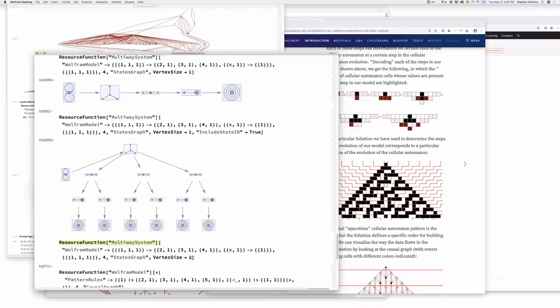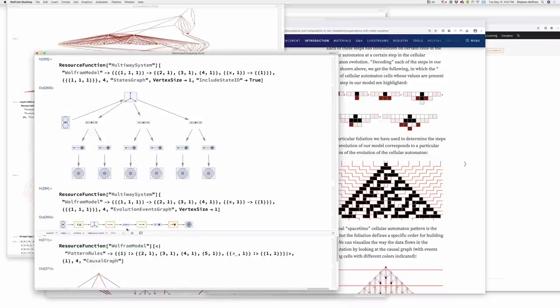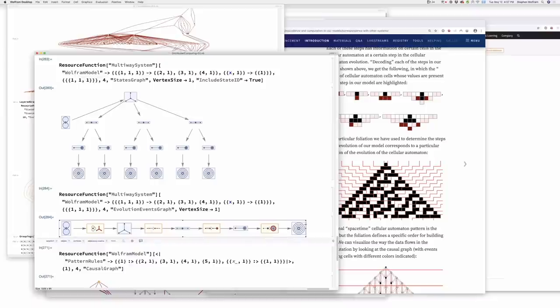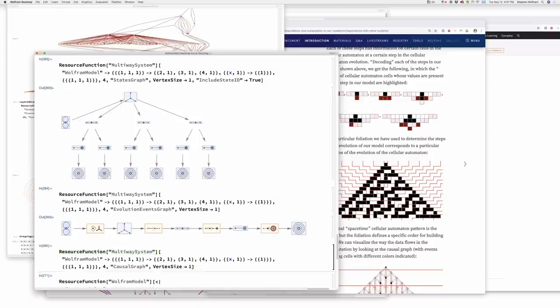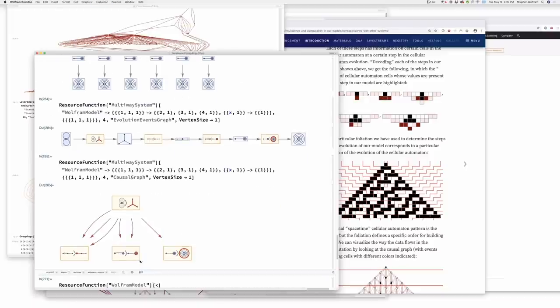Okay, I see. So here, let's look at the evolution events graph. Okay, so that's just showing how it got to that state, right? It's just showing each event that occurred. And the causal graph is going to be similarly quite trivial, I think. Okay, what the heck is going on here? There were three different ways to have one child count, and then two different ways after that to have the next child count.